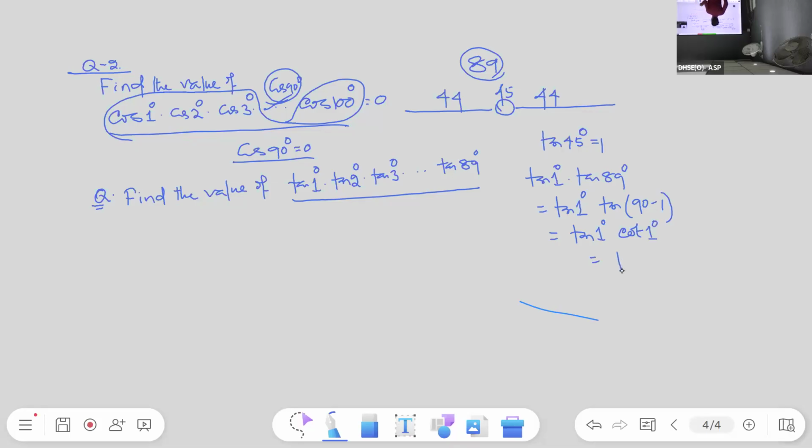So when you multiply all the equidistant terms from the beginning and the end, the value is 1, so the total product will be 1. Is it clear? The answer will be 1.